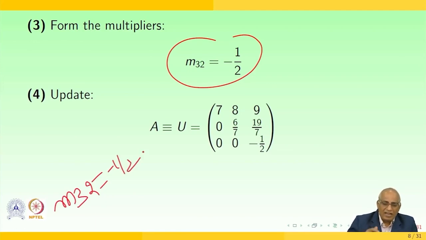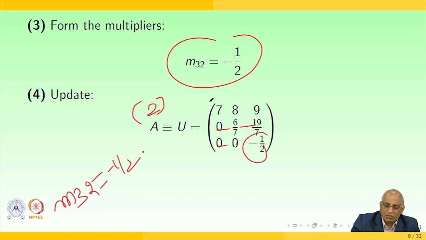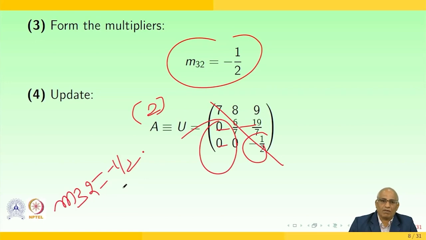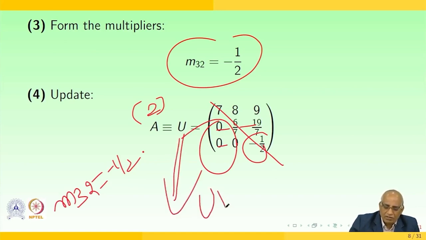So this multiplier updates the matrix A as A2, let me call it, 7, 8, 9, 0, 6 by 7, 19 by 7, 0, 0, minus 1 by 2. So this is the matrix. And all these are zeros. So, now essentially in two steps itself, you are getting what you call the upper triangular matrix.